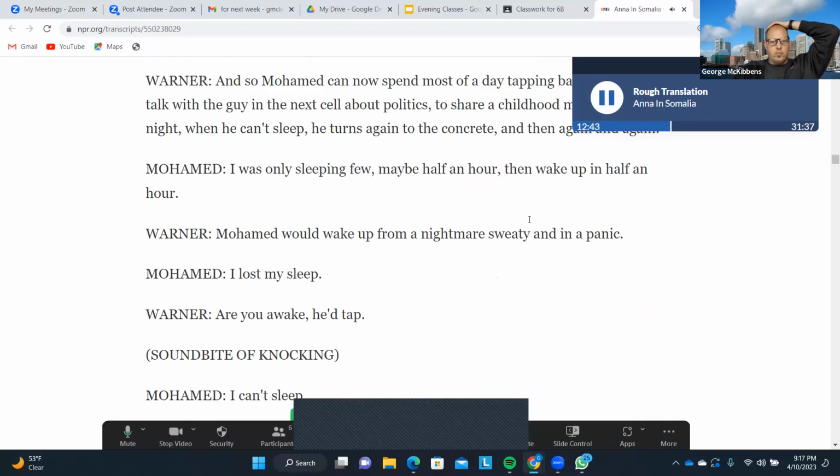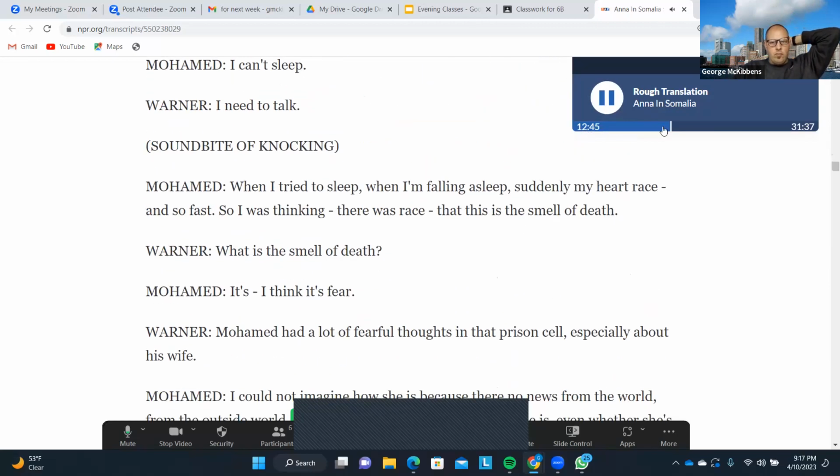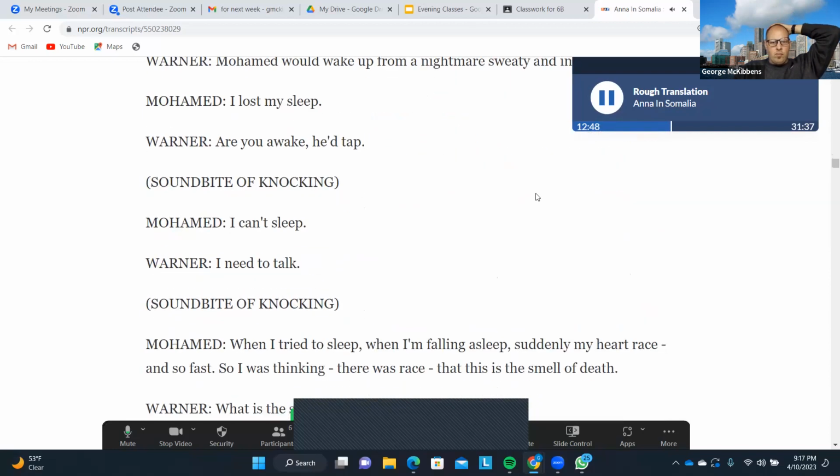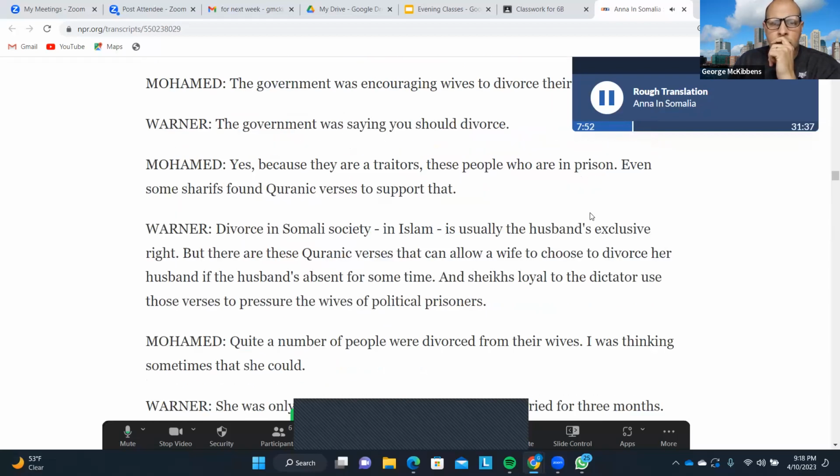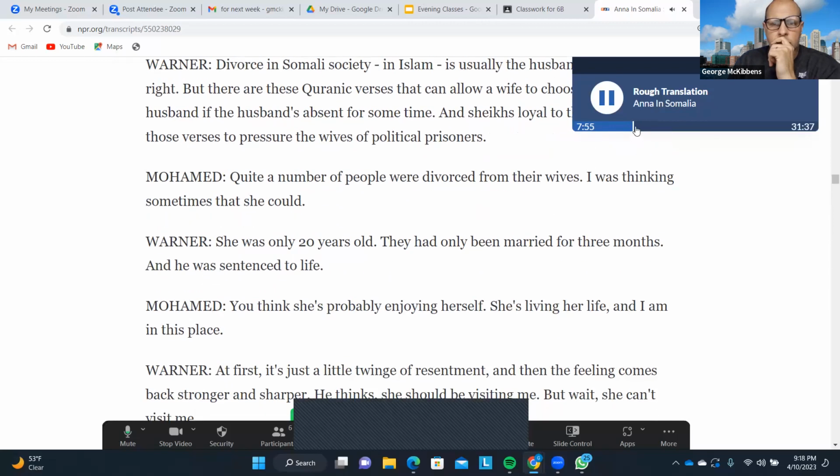We started practicing it the whole day and the whole night. And if there is a joke and somebody laughs, everybody starts knocking on the wall and asking that friend, what's that joke about? About some of the more dramatic aspects, I'll tell you that Dr. Aden and Mohammed were actually friends before. He can't sleep. He turns again to the concrete. When Mohammed leaned over to the wall, it means, how are you also? And so Mohammed can now spend most of a day tapping back and forth to talk with the guy in the next cell about can't sleep. So I was thinking those days that this is the smell of death. What is the smell of death?